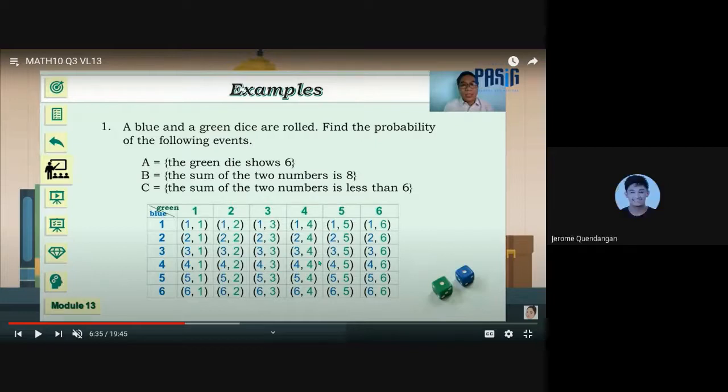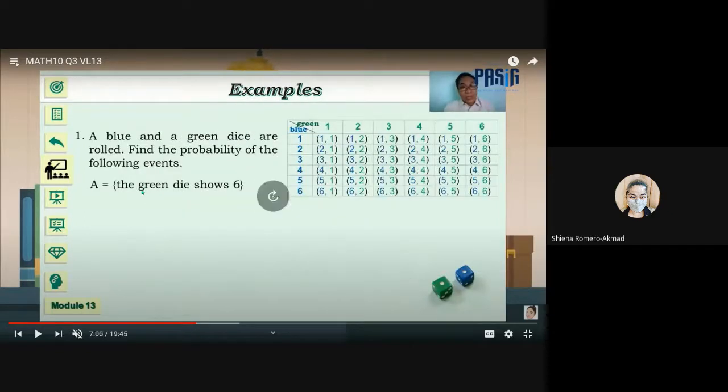Ten. 10 po, ma'am. Paano naging 10? Sige, can you give me the outcomes for event C? Yung una yung 1, 1. Correct. 1, 1, 2, 1, 1, 3, 1, 4, 1. Tapos sa column naman ng 2, 1, 2, 2, 2, and then 3, 2. Tapos sa 3, 3, 1, 1. tapos 2, 3. And then sa 4, yung 1, 4 lang, ma'am. Okay, so kung bibilangin natin 1, 2, 3, 4, 5, 6, 7, 8, 9, 10. So there are 10 elements for event C.